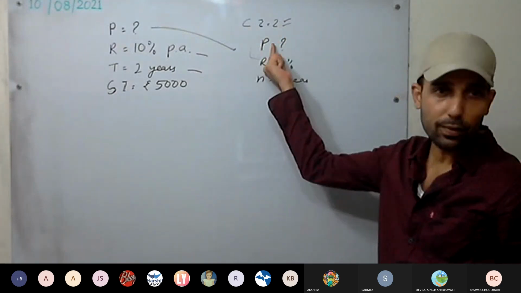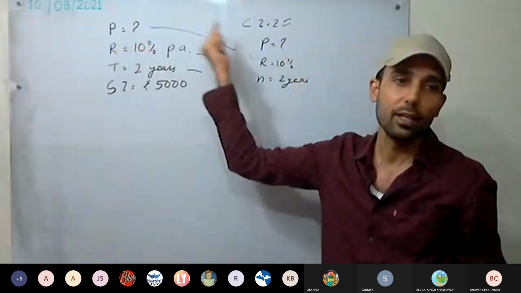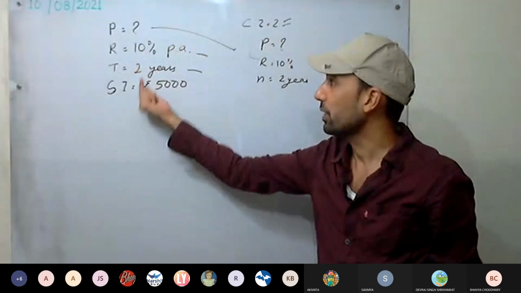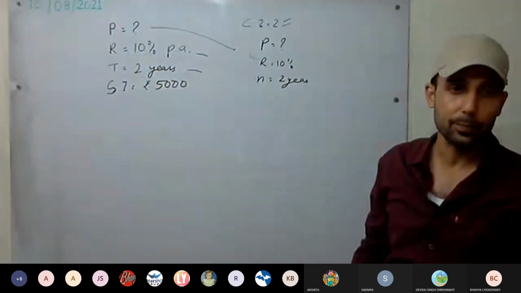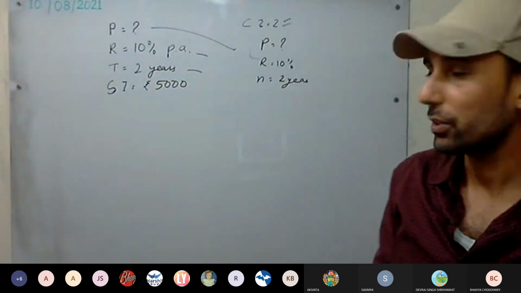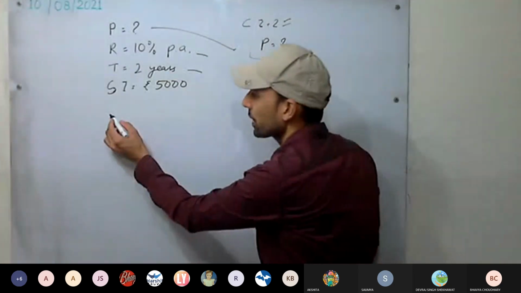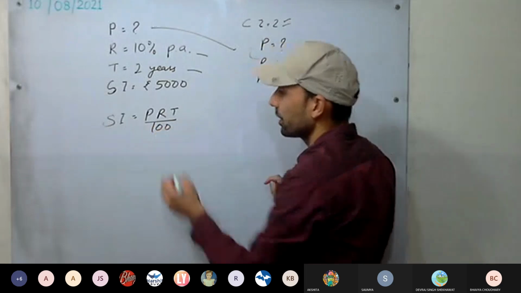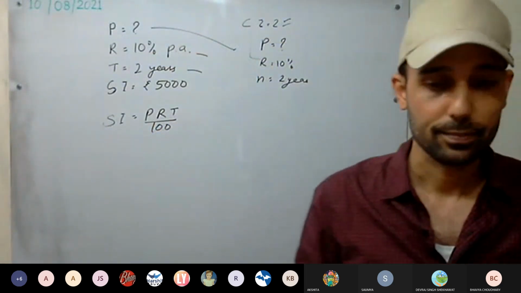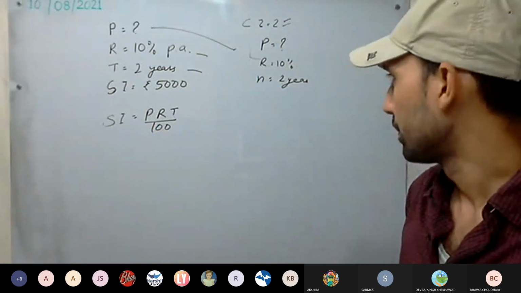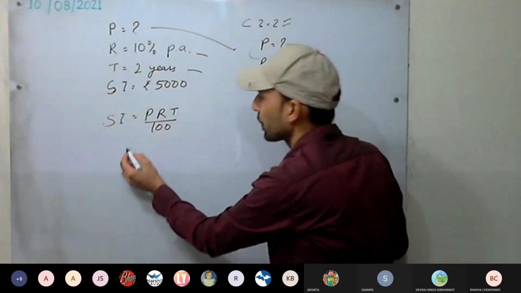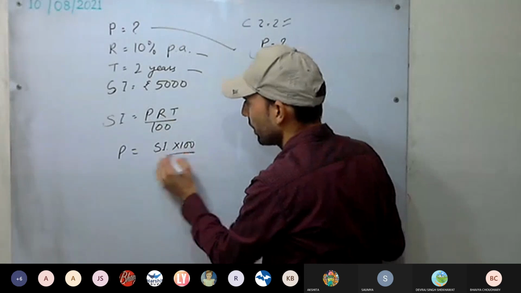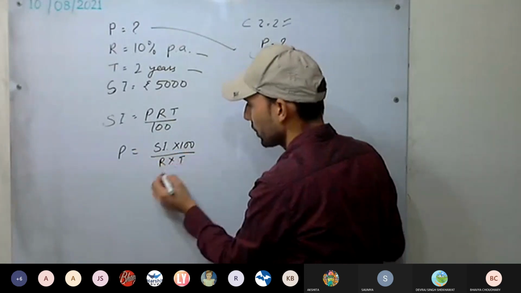Can we calculate the principal from here? Because the same amount is being invested for compound interest, we can calculate the principal here. Use the formula of simple interest, SI equal to PRT upon 100. Calculate the principal and tell me. So principal equal to simple interest into 100 divided by R into T.